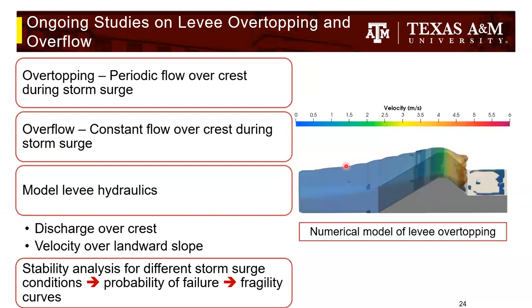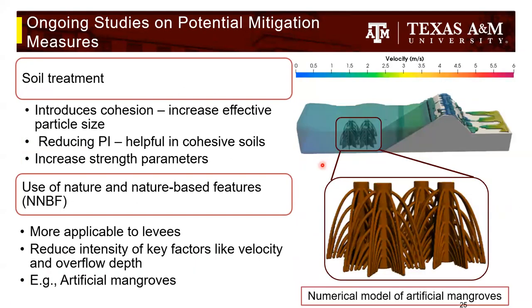And going further, we are not only trying to understand the effects of coastal erosion and levee overtopping and the damage to infrastructure, we are also trying to understand how we can prevent it. So for that, we are looking into multiple mitigation measures.